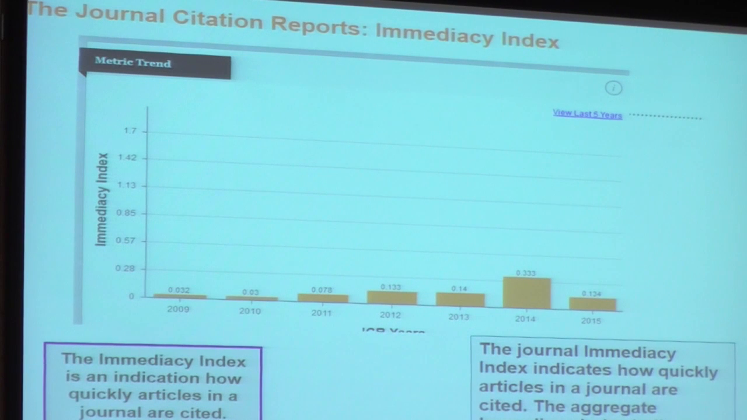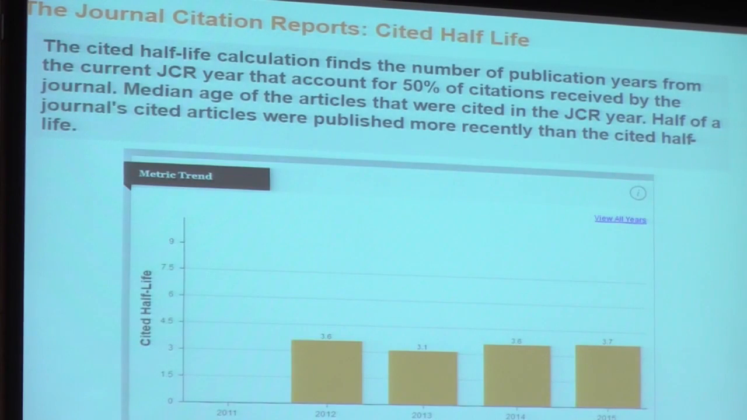So this is important if you want your data to be seen quickly, because these journals are in the population much more quickly than journals that have a lower immediacy index.